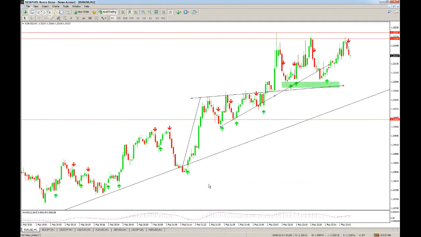Selling off at structure. Even though I'd prefer to buy, this was a nice buy signal. So pretty much the market is getting tighter and tighter. It's coiling up.